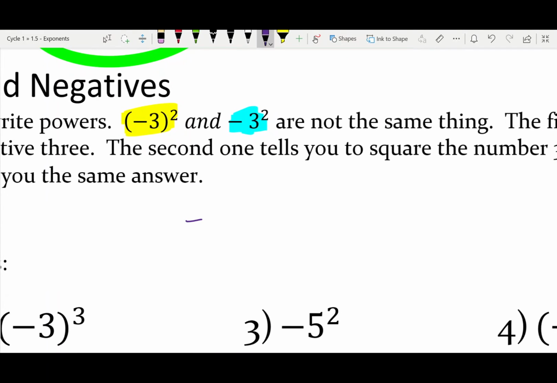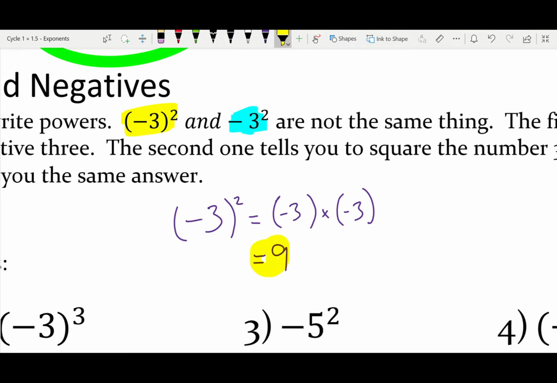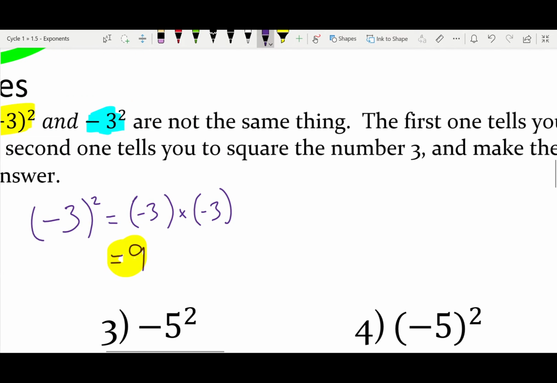Because negative 3 in brackets squared is equal to basically this, negative 3 times negative 3. In your calculator, it works like this. And a negative times a negative is going to be positive, so it just ends up being 9. So that one's 9. But if you go like this, what's happening is it goes like this. Your calculator does this.